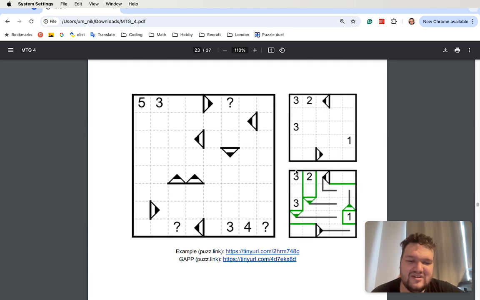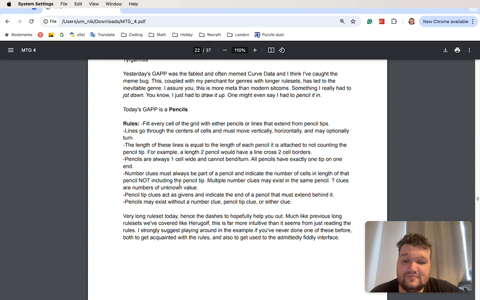So if we look back, this pencil of length 2 corresponds to a line of length 2. Pencil of length 3, line of length 3. Pencil of length 1, line of length 1. Pencil of length 2, line of length 2, curved. Pencils are always one cell wide and cannot bend or turn. All pencils have exactly one tip on one end.